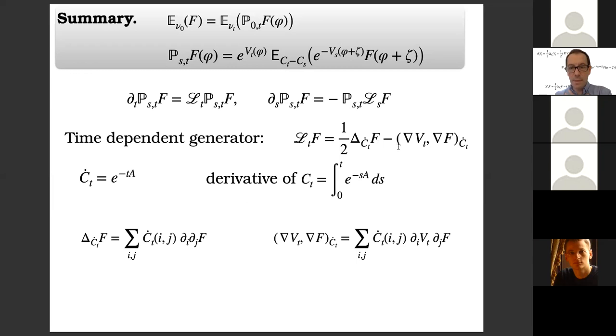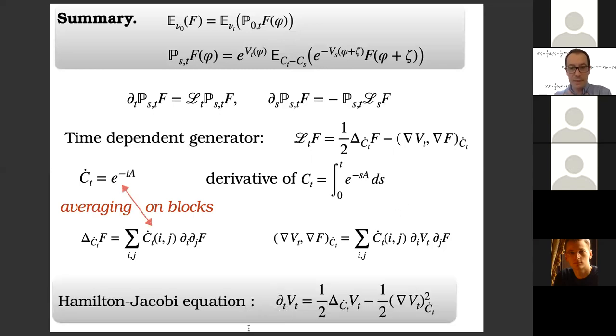So the generator of this time dependent semigroup has a nice structure. Even so, the evolution depends on Vt, which makes it complicated, because Vt itself satisfies some evolution equation. It's a Hamilton-Jacobi equation, and it's not necessarily fun to analyze. So anyway, we have a good tool at least to work with, and these are the few important ingredients you have to recall for the rest of the talk: a renormalized measure, a semigroup with a nice feature, and an effective potential which solves a kind of Hamilton-Jacobi equation.